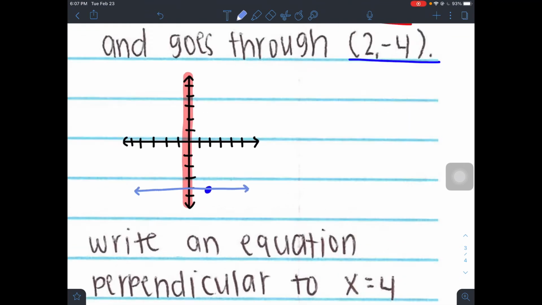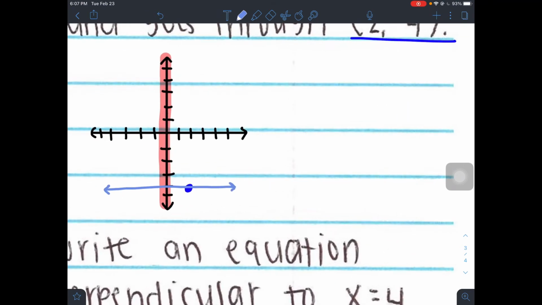Now, equations of horizontal lines are easy to write. Remember, what axis does it cross? It crosses the y-axis. And what number does it cross on the y-axis? It crosses at the number -4.